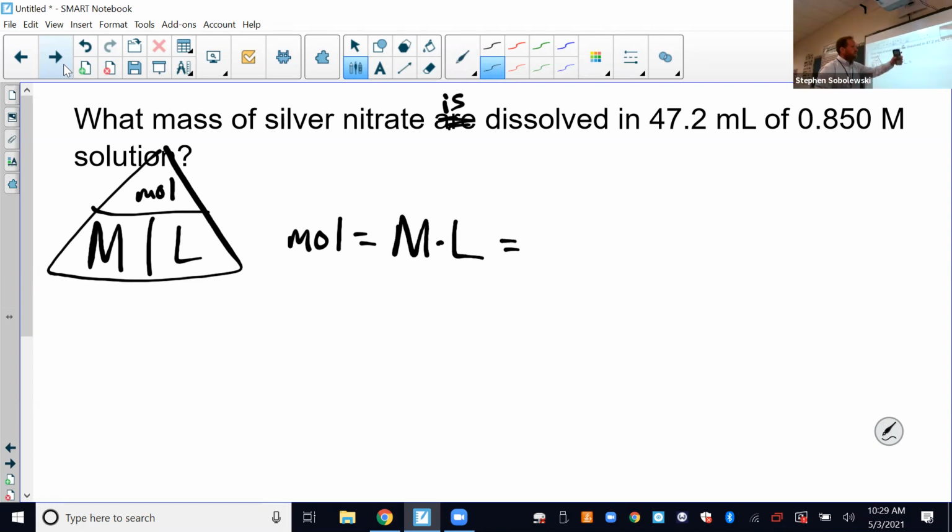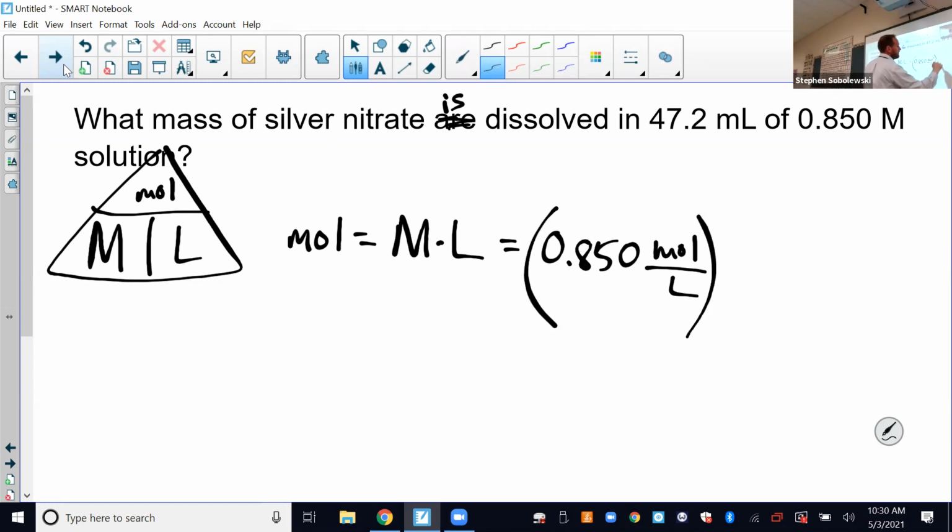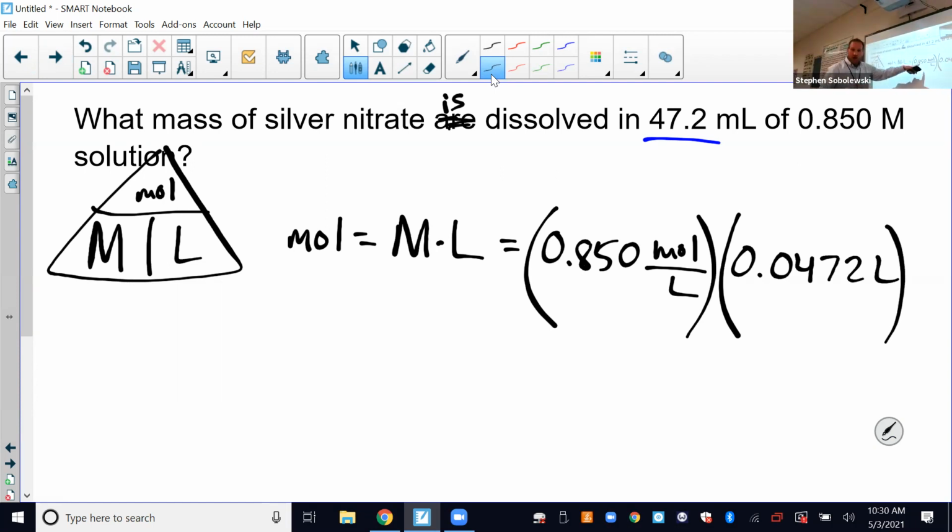All right, so molarity is 0.850 molar. Now, this is when I actually prefer to write it instead of just M. I prefer to write it as moles per liter because now we're going to see the units cancel out. So my 0.850 moles per liter, okay, that's my molarity. And I just need to multiply this by my liters. 47.2 milliliters, sweep that 3 times. That's going to give us 0.0472 liters. And notice by writing molarity as moles per liter, see how the unit cancels? Liter cancels liter, and we're left with moles, which makes sense.